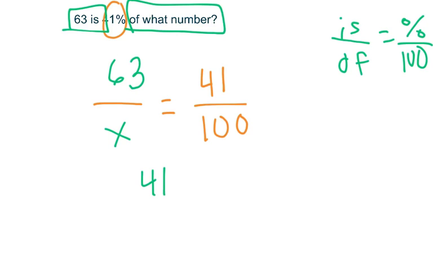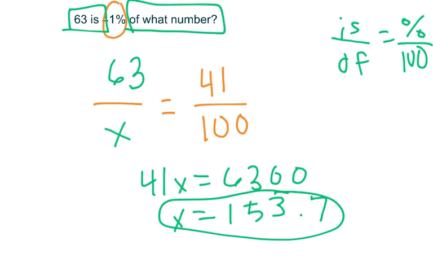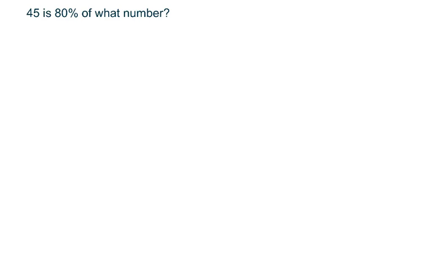So I've got 41x equals 63 times 100, which is 6,300. Divided by 41 is 153, and I'm going to round this to 7 tenths, so it's like 0.658 something something something. So you can just leave it there. And that's pretty much it. If you're good with this one, why don't you hit the pause button and try this example on your own now.